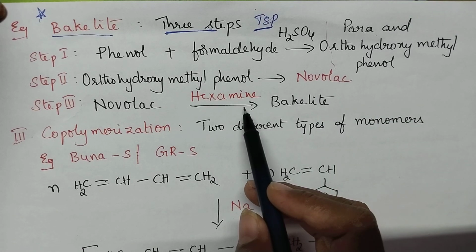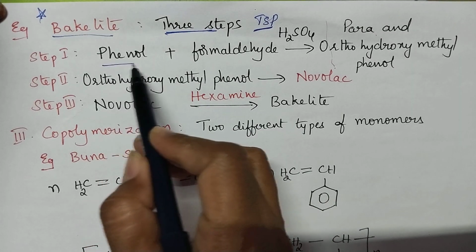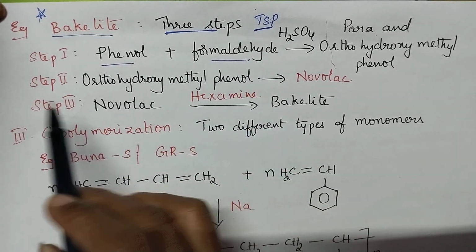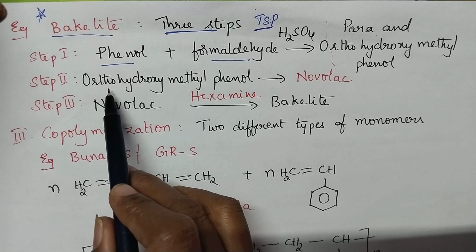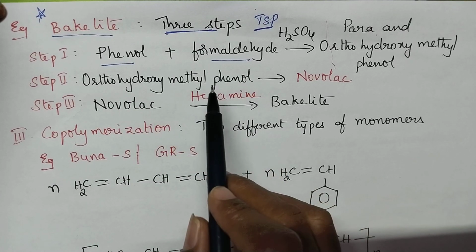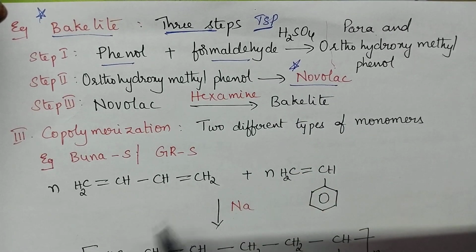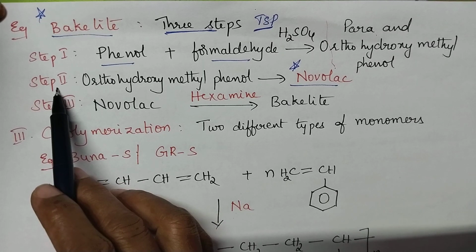So, what are the monomers used during the preparation of bakelite? Phenol and formaldehyde. In the second step, ortho hydroxymethyl phenol undergoes polymerization and it results in the formation of novolac. So in the second step, what happens?